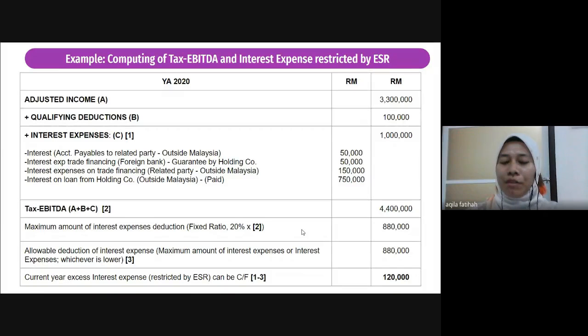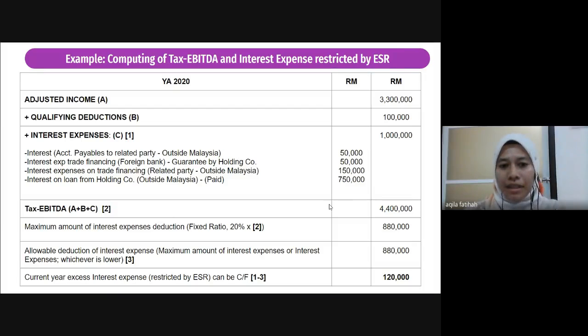So the information before gives the adjusted income as 3.3 million. The qualifying deduction is given directly in the information, 100,000. The interest expense is 1 million. So we add all these three, and we have a tax EBITDA of 4.4 million.